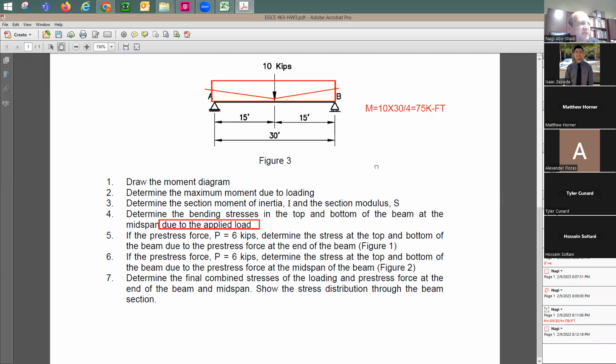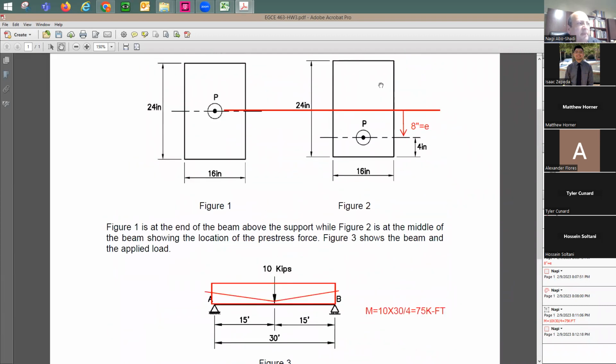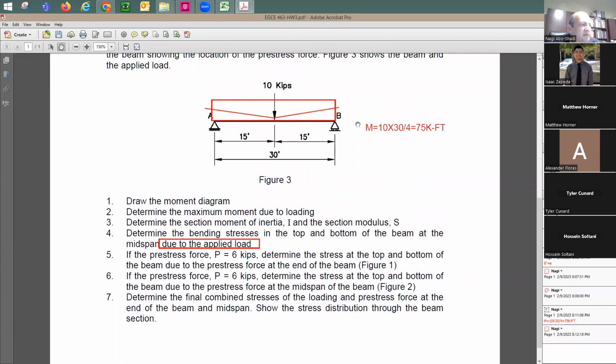Because how much is the pre-stress? Pre-stress is not there. No one told me yet about the amount of pre-stress, so I'm just taking it step by step. It says if the pre-stress force equals 6 kips, determine the stresses top and bottom of the beam due to the pre-stress. Look at this, the pre-stress force.